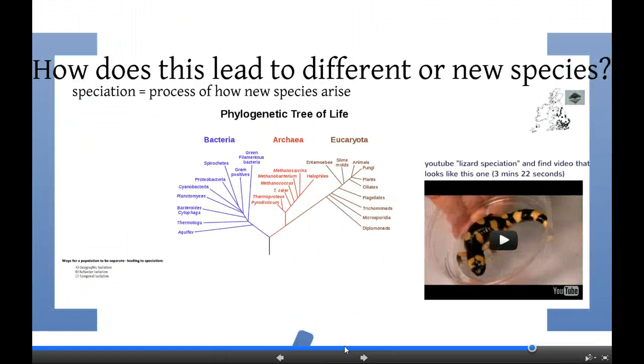So we've been talking about evolution and natural selection, but we've not talked about new species. All we've talked about on a small scale is how one population may be modified from generation to generation based on environmental pressures.